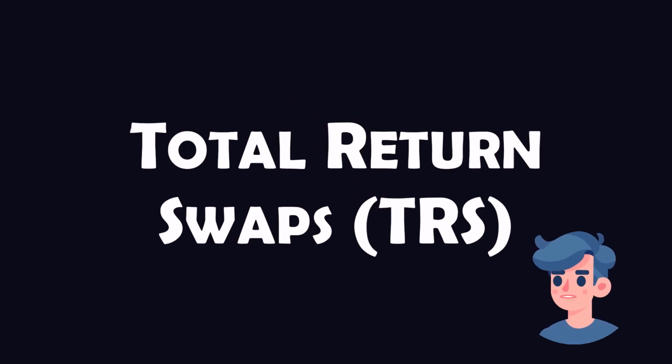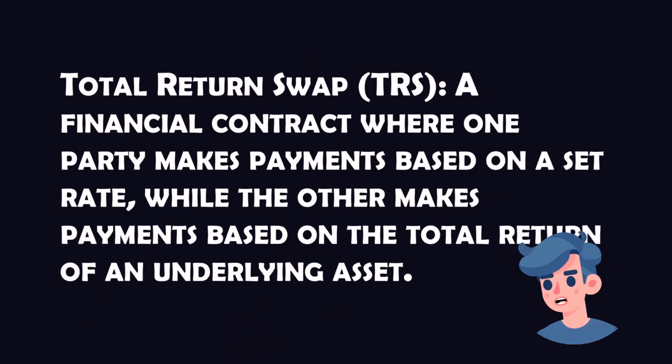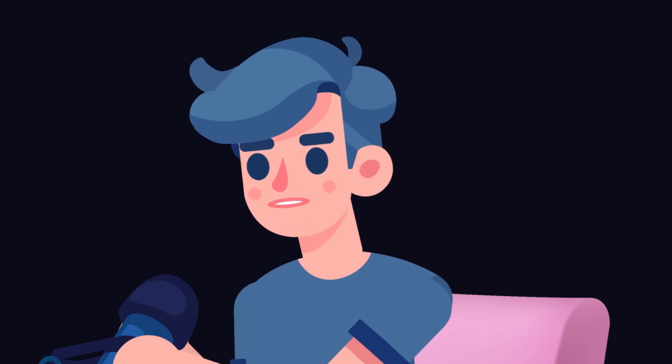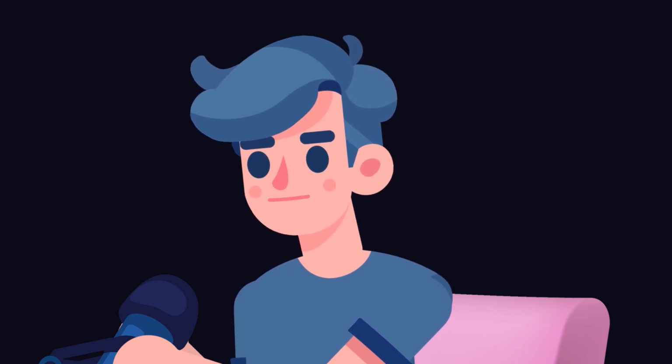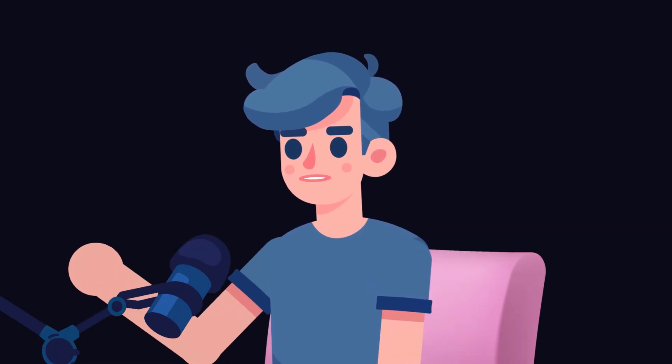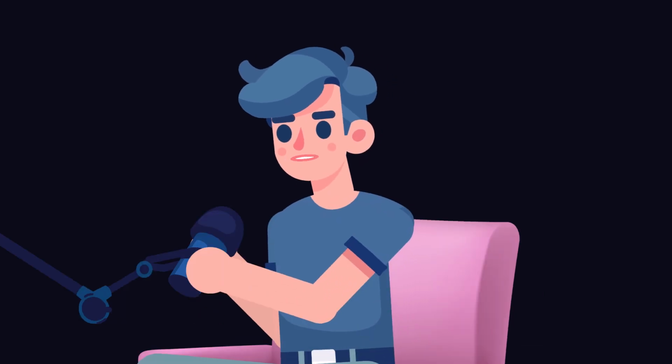A total return swap, or TRS, is a contract in which one party makes payments based on a set rate, while the other party makes payments based on the total return of an underlying asset, including both income and capital gains. As an example, consider a hedge fund that wants to gain exposure to a corporate bond without actually owning it. The hedge fund enters into a TRS with a bank. The bank pays the hedge fund interest on the bond plus any depreciation in value, while the hedge fund pays the bank a floating rate in return.